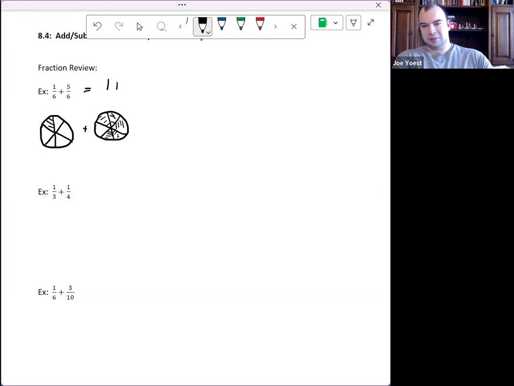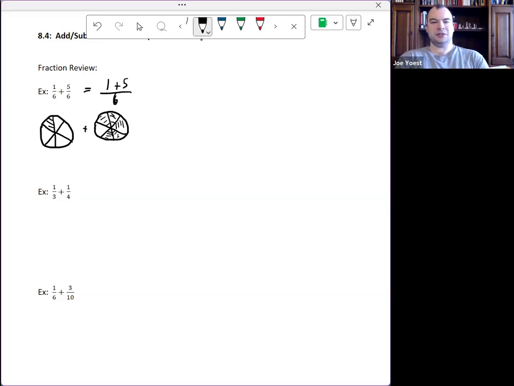Well, I have 1 slice plus 5 slices. What are the size of the slices? Each of those slices is 1/6 of a pizza. So when I have the same denominator, when I have the common denominator already, I add the numerators, and importantly, I keep the same denominator.